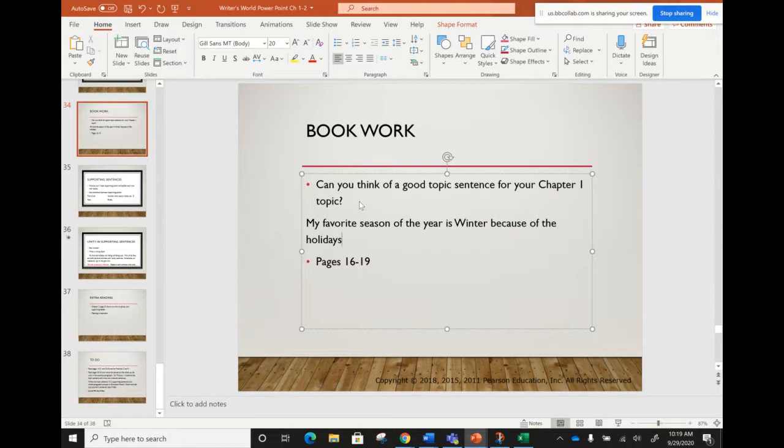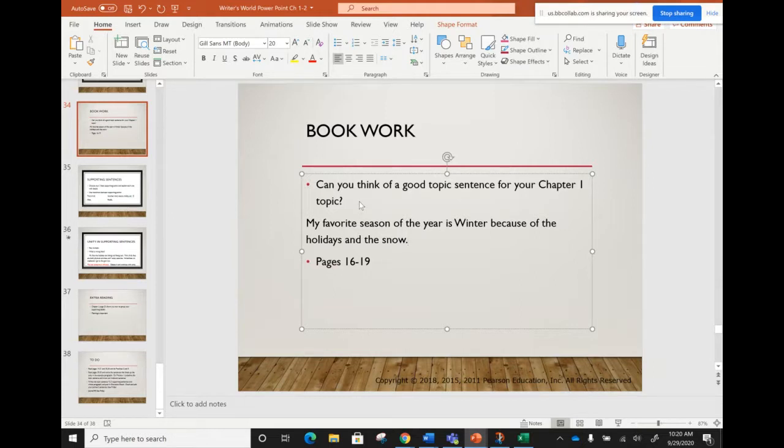Now, holidays is a plural noun, so you could focus your whole paragraph on all the holidays of winter, or we can say because of the holidays and the snow. I'm just making this up. You can pick out 2 of the ideas that you want to focus on, or you can just say, well, I want to write only about holidays. So you could say just because of the holidays. Okay. So you have some options when you're making a controlling idea.